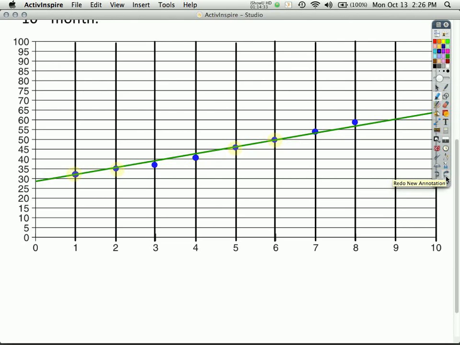Does anyone have any questions on how we drew the line? Give me a thumbs up if you were able to draw a line similar to what I did. I mean, there's no way to know if it's exact, but it should be close. Good. Put your thumbs down.